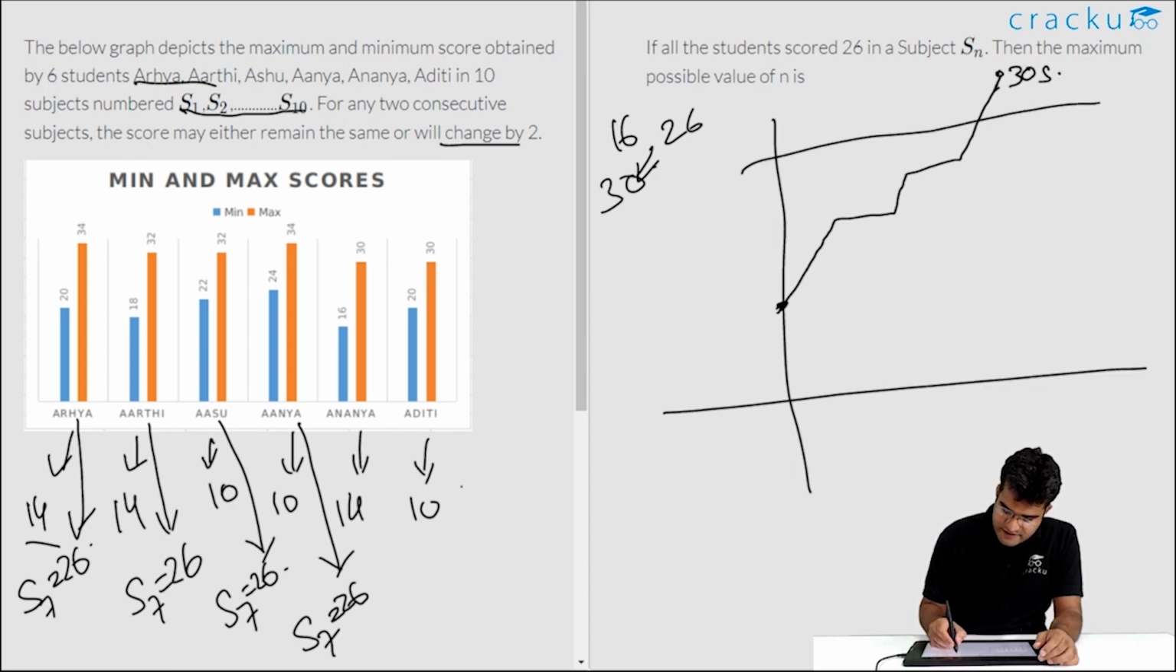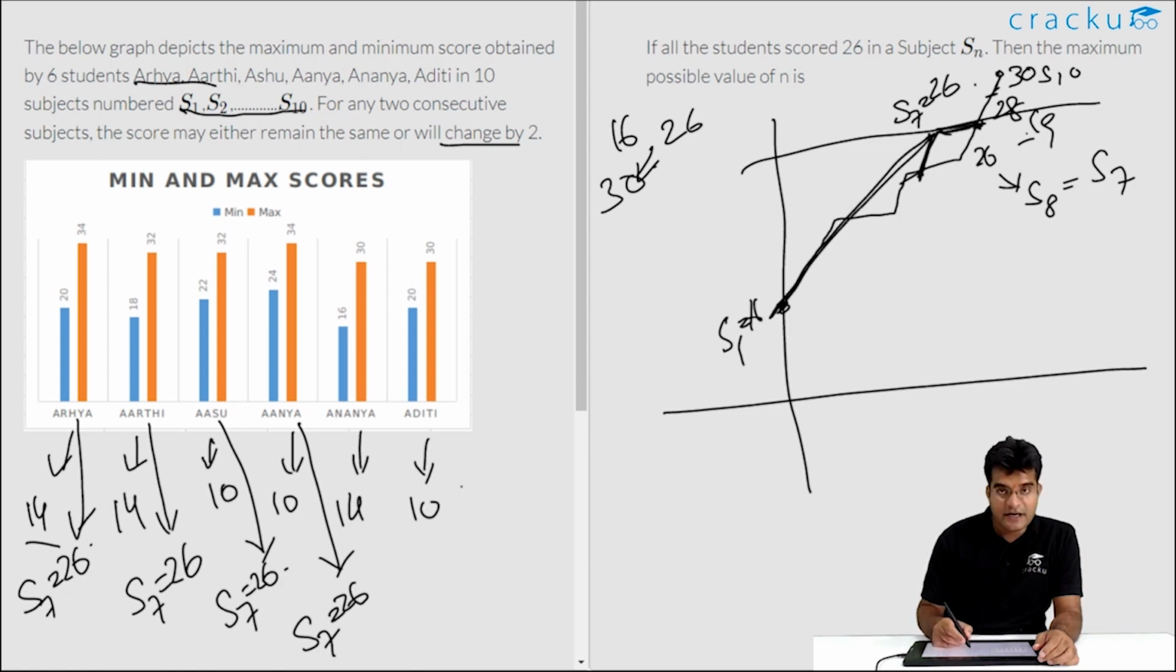S of 10 is equal to 30, S of 9 will be 28, so 26 can easily be S of 8. So this can definitely be S of 7, where it is flat over here, and then it comes down from S of 7 is equal to 26. We have to ensure that S of 1 is equal to 16. This is quite easily possible because the difference is only 10 and we have 6 steps.